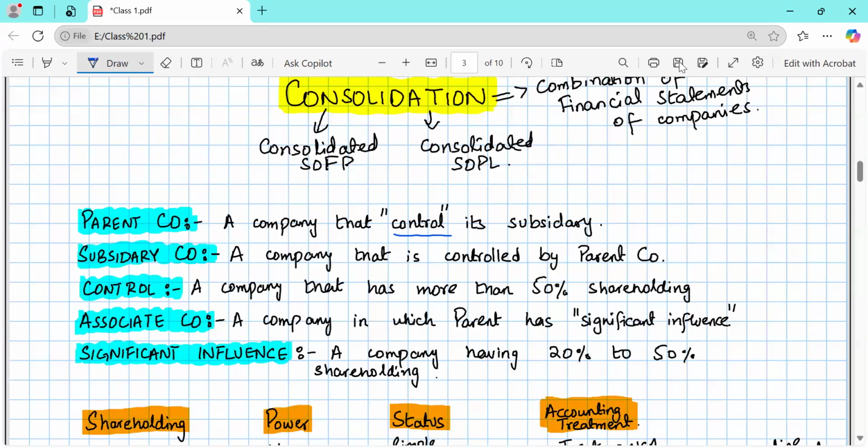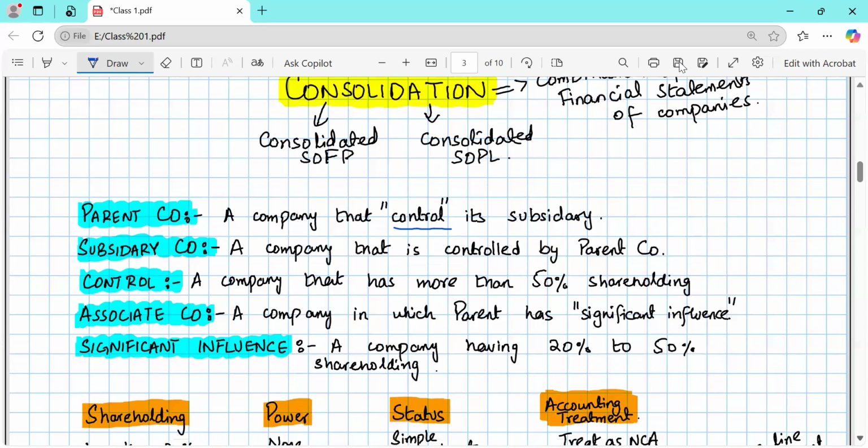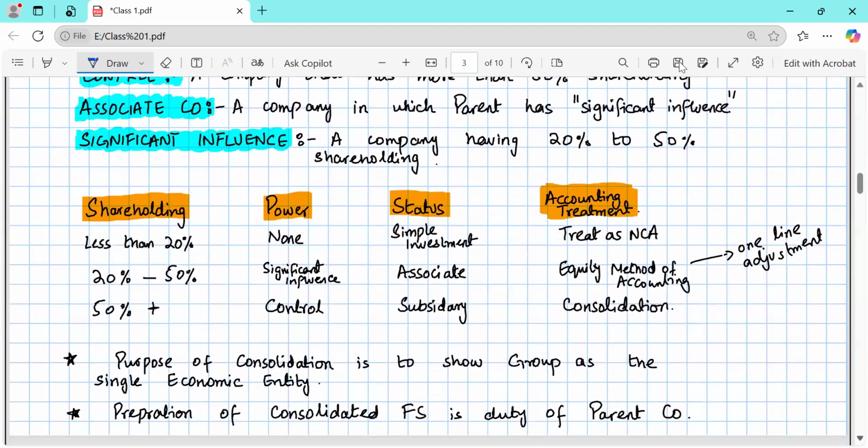Any question you want to ask? Okay, understood. Now, how do you treat different types of investments in another company?